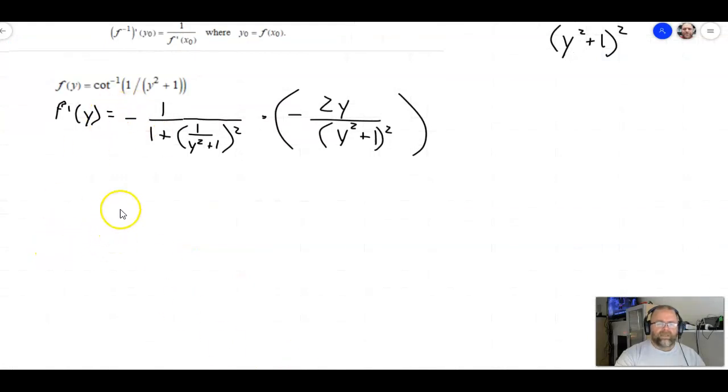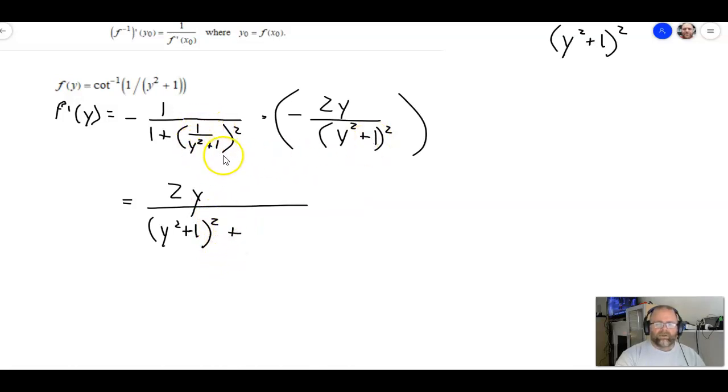So the negatives will cancel out. So on the top, I'm just left with 2y. And on the bottom, I'm going to have to distribute this down here. So it's going to be this times this. So 1 times that is just that. So that's going to be y squared plus 1 quantity squared. And then plus, and then this times this.